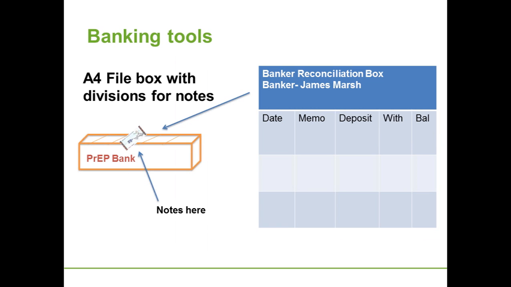You can see here we've just used an A4 filer box, and that's been divided into sections with the currency divided into the different denominations. On the lid, inside of the lid of the filer box, there's a banker reconciliation sheet where the banker, when they visit different groups, records the money they take out of their banking box, the money that they deposit into the banking box, and then that is all tallied up at the end, and the banker's box is then reconciled and new currency is put in.